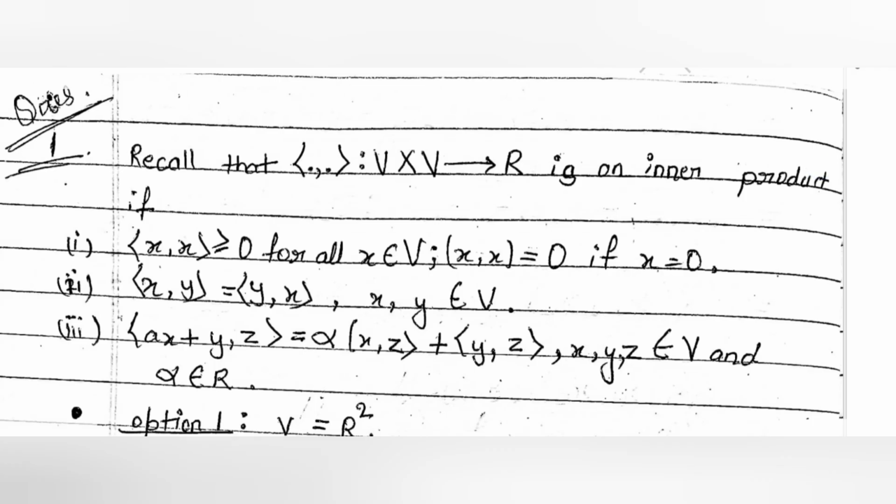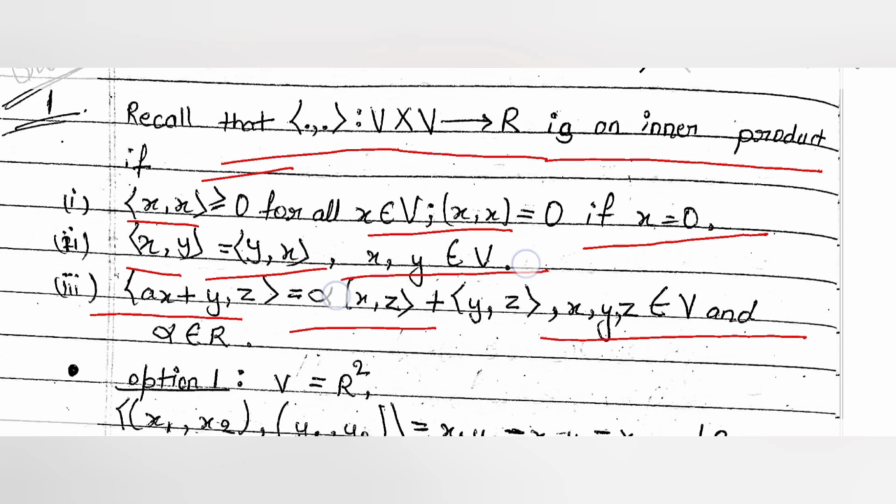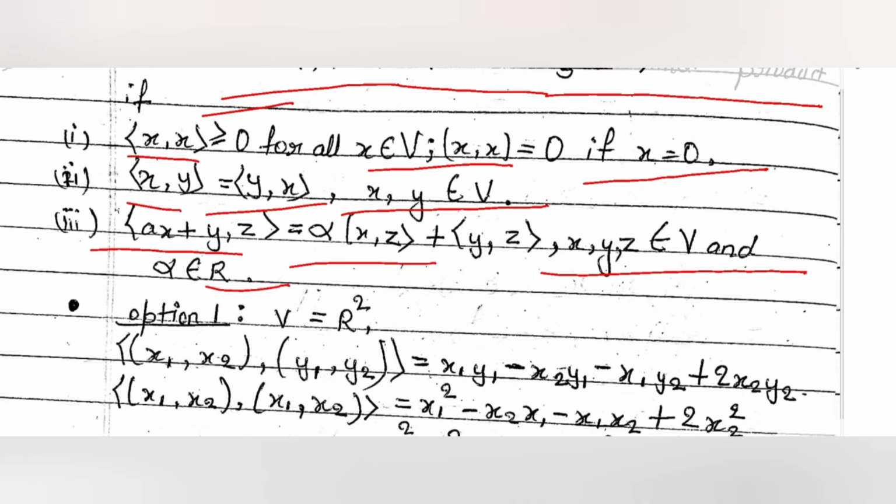So here we have the solution for question number 1. Recall that this is an inner product if, first, ⟨x, x⟩ is greater than or equal to 0 for all x belonging to V, where ⟨x, x⟩ is equal to 0 only if x is 0. Second, ⟨x, y⟩ is equal to ⟨y, x⟩, where x and y belong to V. Third, ⟨αx plus y, z⟩ is equal to α⟨x, z⟩ plus ⟨y, z⟩, where x, y and z belong to V and α belongs to R.